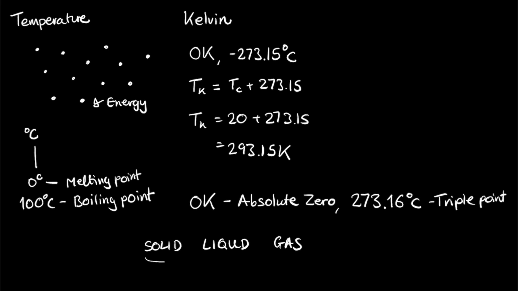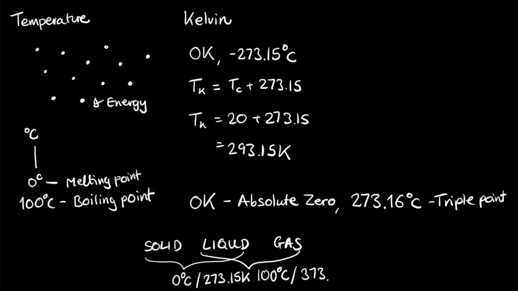As we know, these two can exist at 0 degrees C or 273.15 Kelvin, and these two can both exist at 100 degrees C or 373.15 Kelvin. But you can never have the three of them all happening at once. So how do we get that?